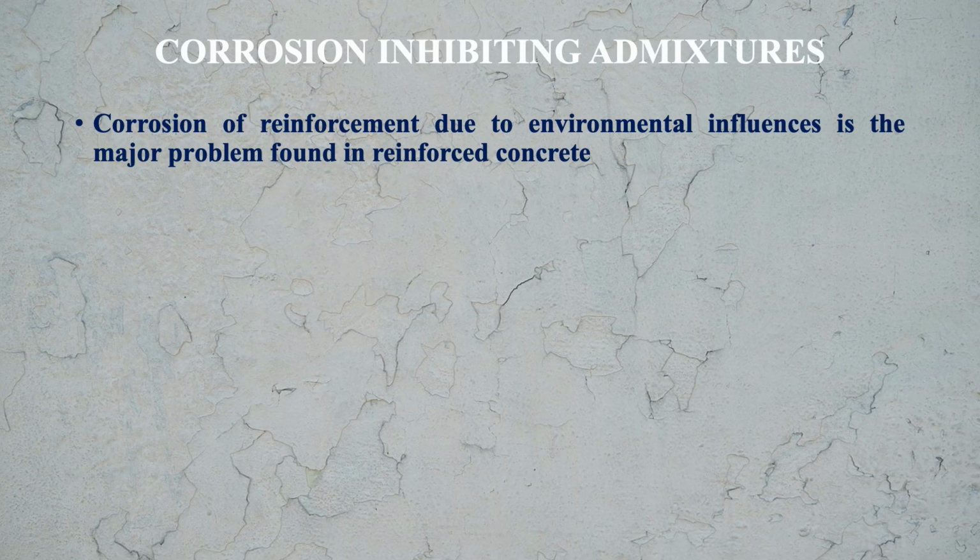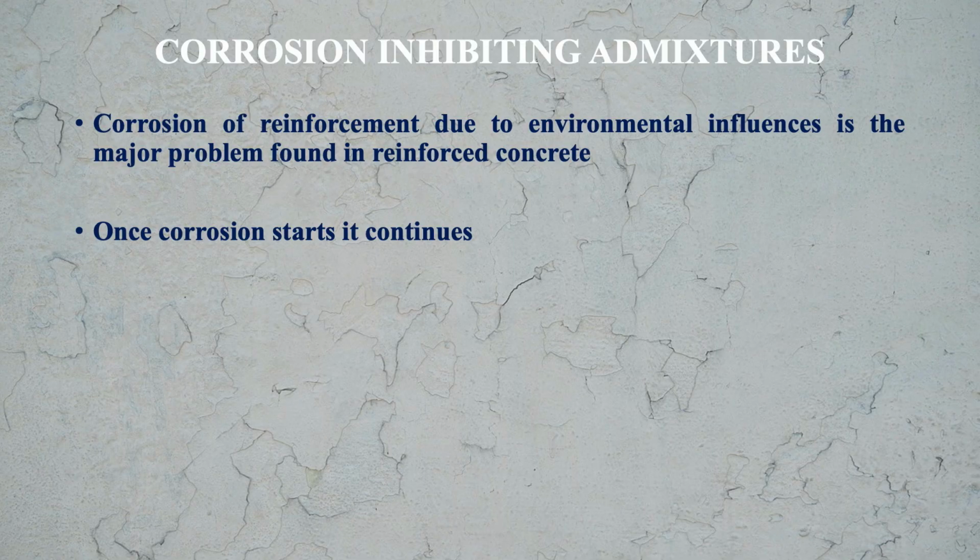Now let us see another type of admixtures. These type of admixtures are corrosion inhibiting admixtures. Means, as it is clear from its name, corrosion inhibiting means they are used to reduce or prevent the corrosion. So the corrosion of reinforcement due to environmental influences is the major problem found in reinforced concrete. That due to the environmental effects, there is a corrosion of reinforcement. Once corrosion starts, it continues.